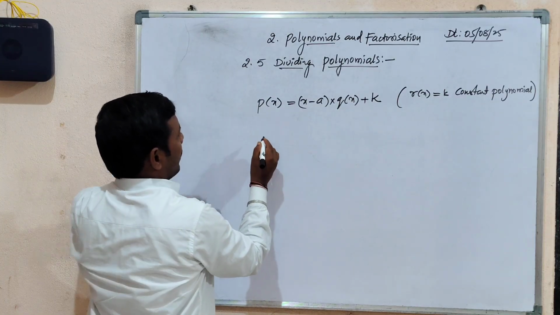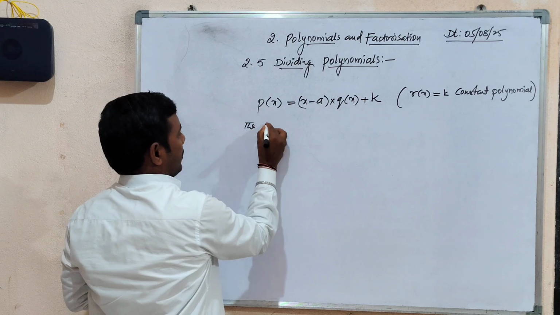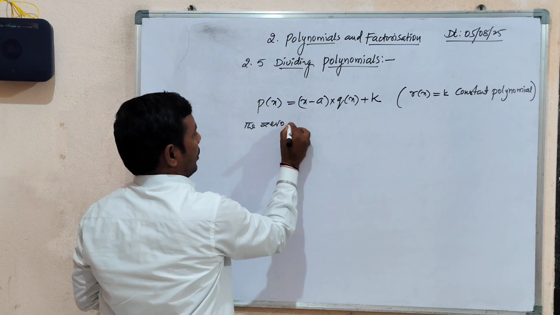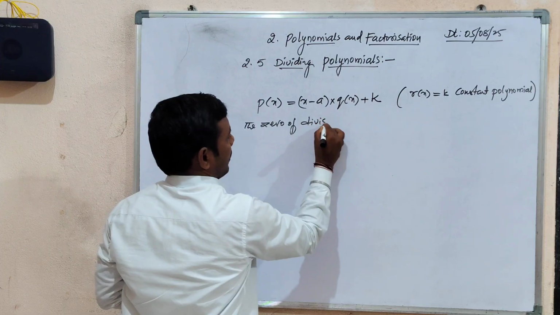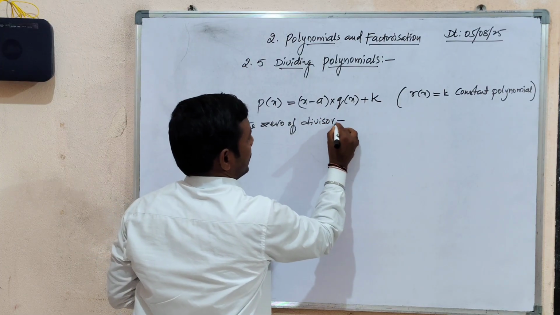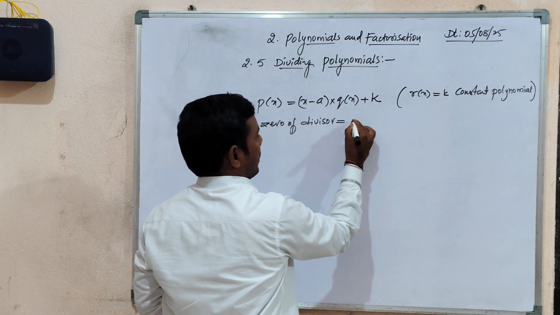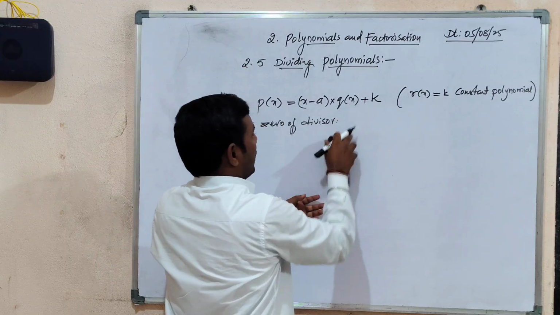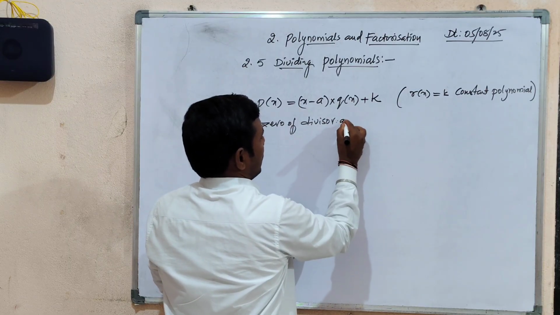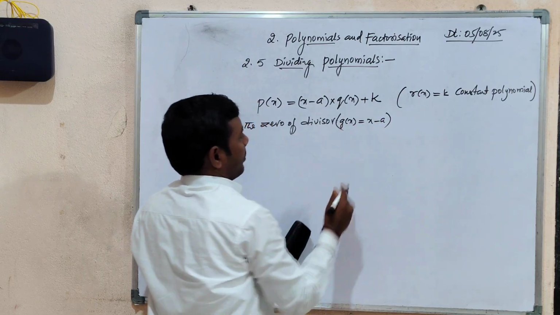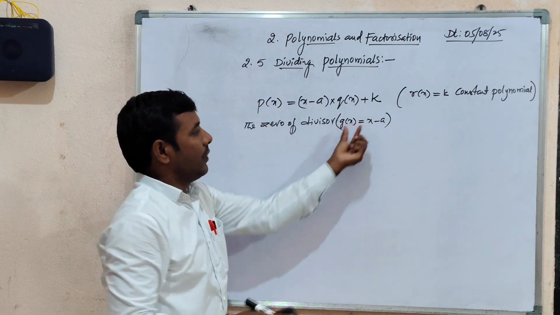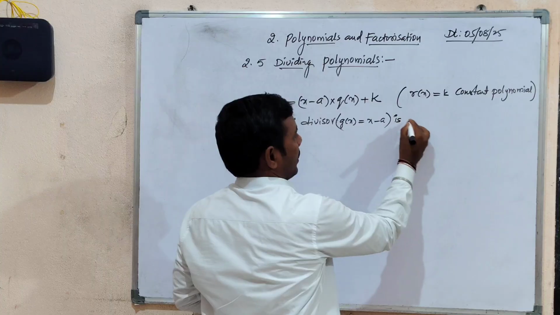Next, the zero of the divisor. Here who is the divisor? x minus a is the divisor. Here the divisor is g of x, which is equal to x minus a. Now tell me, the zero of this divisor is a.